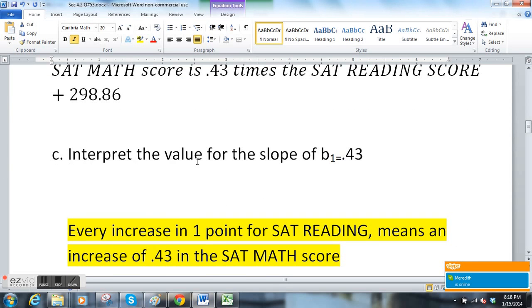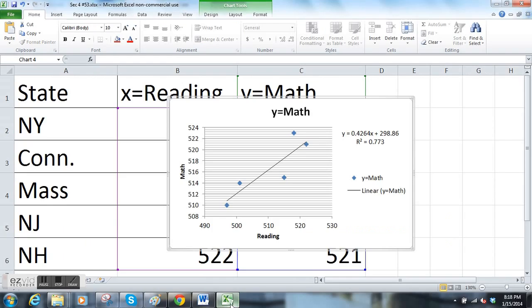Part C says interpret the value of the slope B1. So the slope, B1, we just calculated, is 0.43. So how you interpret this value, if we go back to our scatter plot, so the slope represents how steep a line this is. So it's going up a little bit.